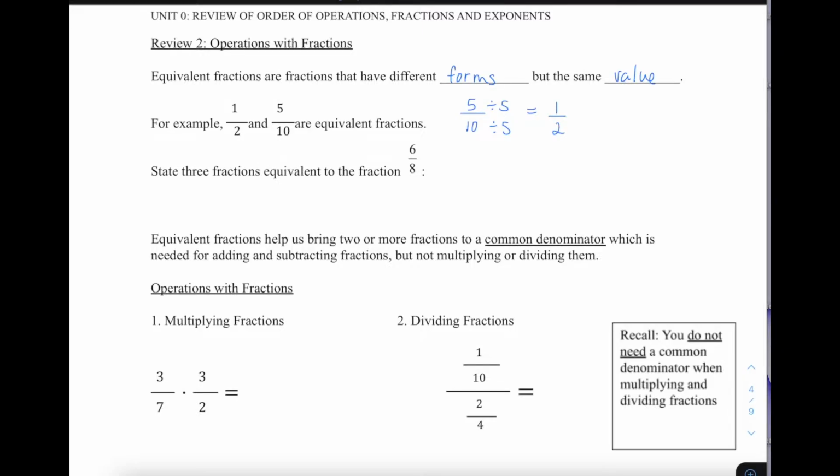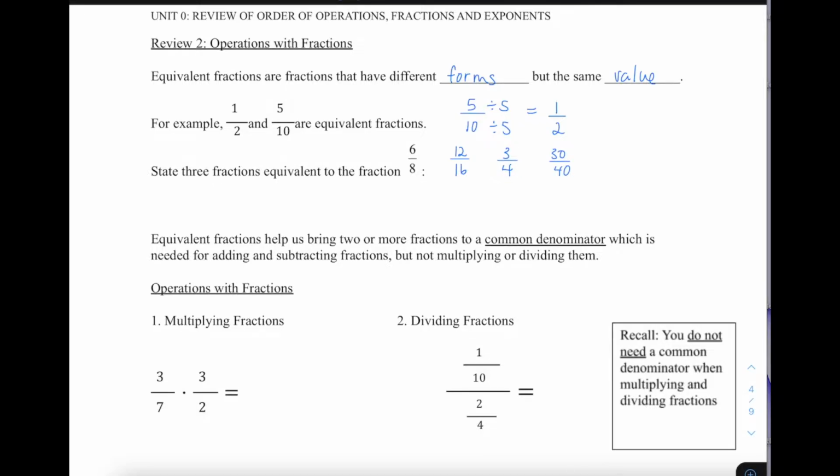If I wanted to state 3 fractions equivalent to the fraction 6/8, I would have to give 3 fractions where I do the same thing to the numerator that I do to the denominator. For example, I can multiply both numerator and denominator by 2, or I can divide both the numerator and denominator by 2, or I can multiply them by, say, 5.